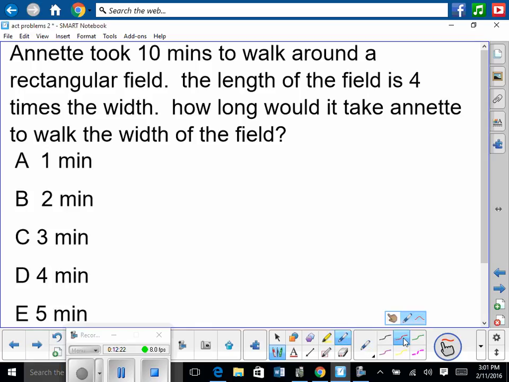Okay, so it says, Annette took 10 minutes to walk around a rectangular field. The length of the field is 4 times the width. How long would it take Annette to walk the width of the field? So I'm going to go through and draw my own little picture here. I have a rectangular field. It says Annette took 10 minutes to walk around the rectangular field, okay? So the whole perimeter is 10, right? So perimeter is 10. It says the length of the field is 4 times the width.